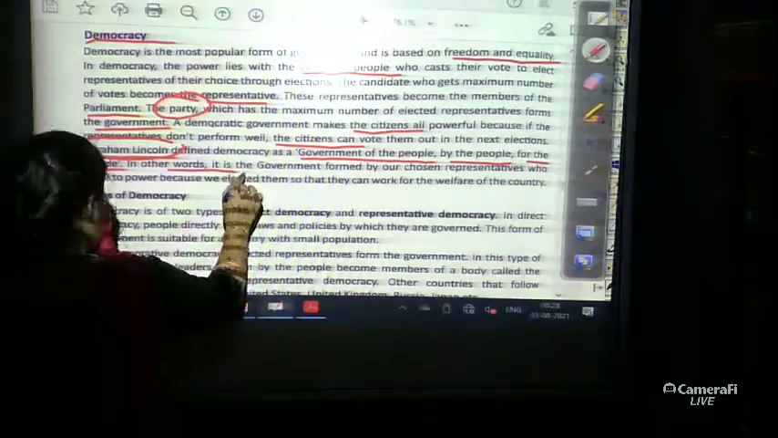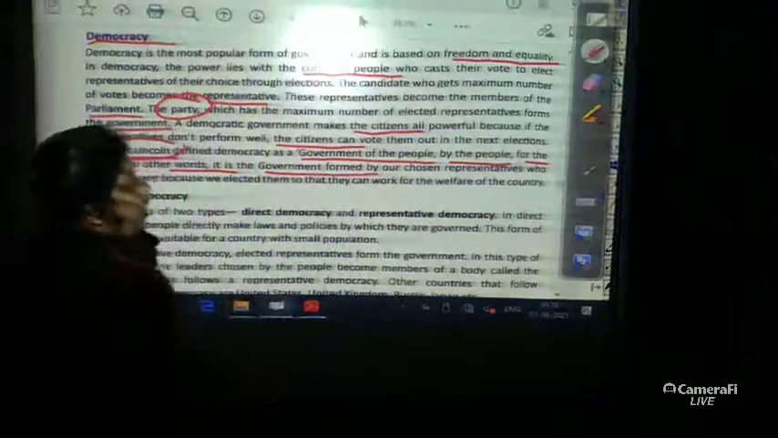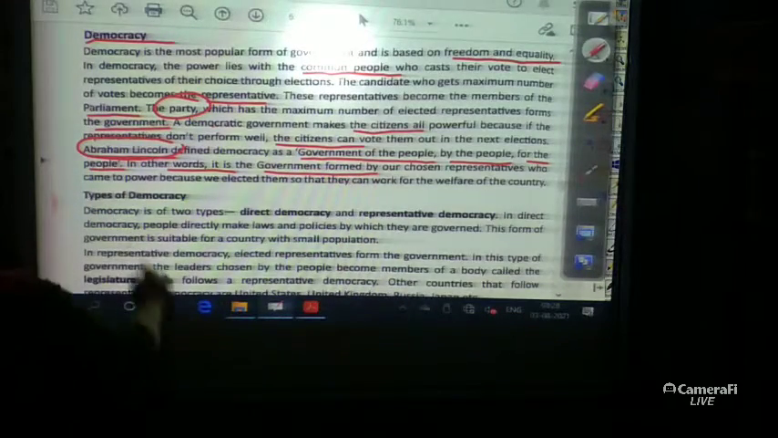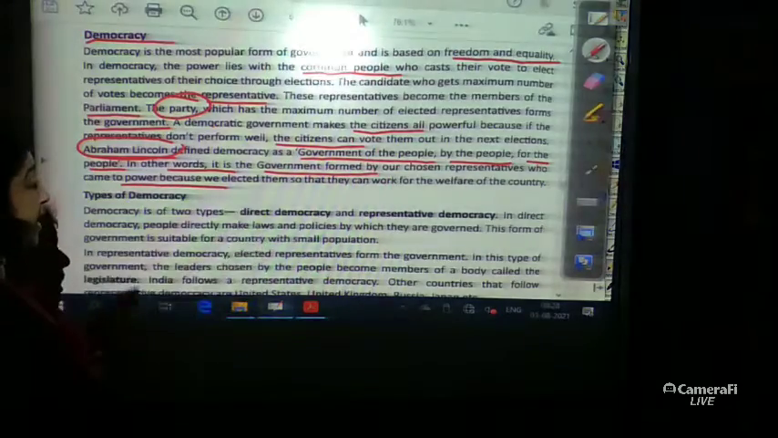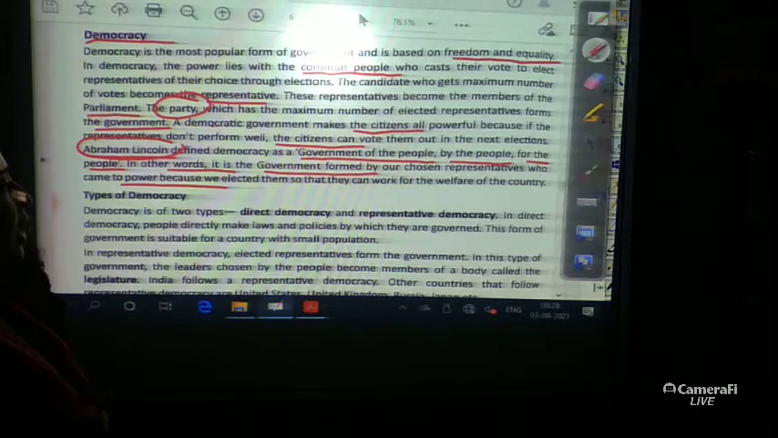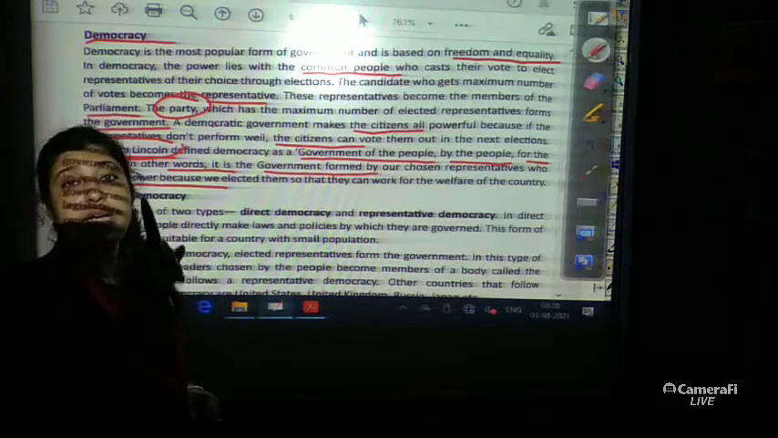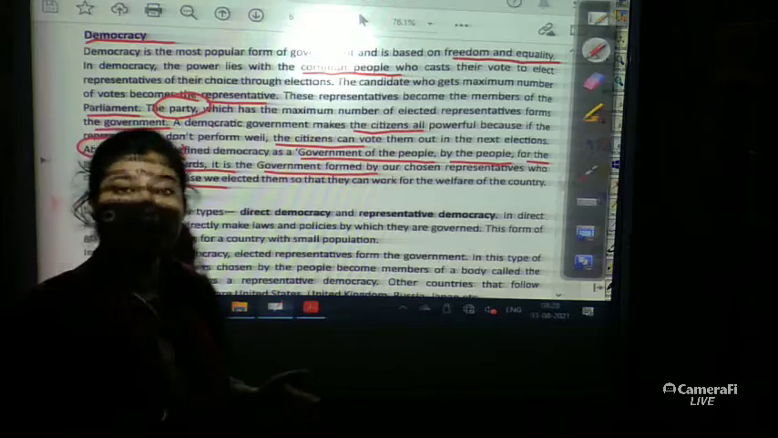In other words, it is the government formed by our chosen representatives who came to power because we elected them so that they can work for the welfare of the country. As we have selected them as our representative, he or she must do the work for the country. He or she must think better for the country.